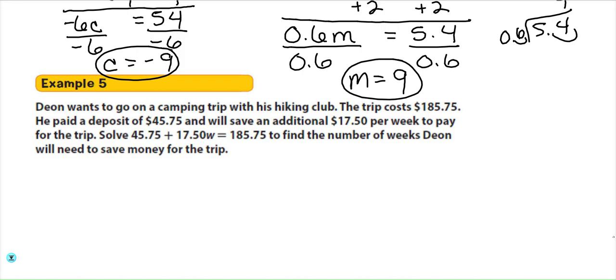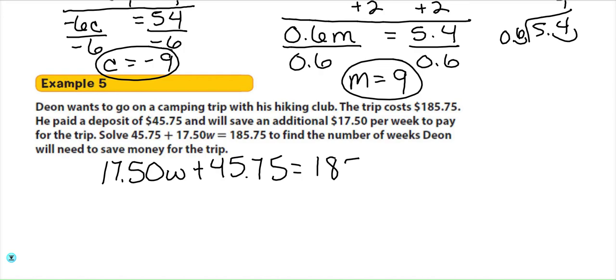Okay, so go ahead and pretend this is a guided question, and let's try this one by ourselves first. Okay, let's take a look. We need to rewrite the whole thing here, so it should be 17.50W plus 45.75 equals 185.75. Lots of 7s and 5s in this one.